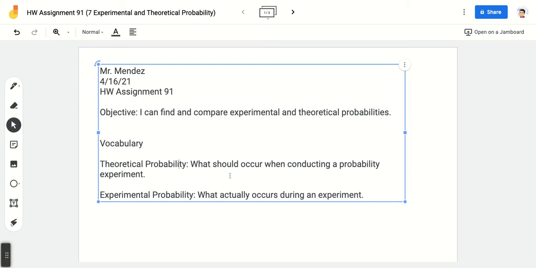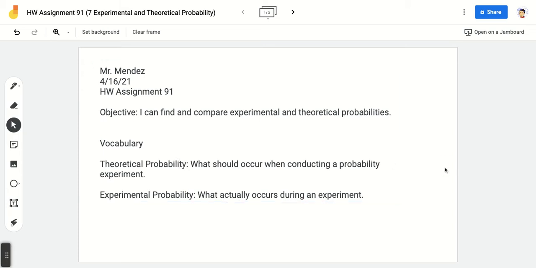Probability. I was missing an L. Theoretical probability is what should occur when conducting a probability experiment. For example, if I flip a coin, there's a 50% chance that I will get heads, 50% chance that I will land on tails. Experimental probability is what actually occurs during an experiment. So if I flip a coin 10 times, theoretically, I'll get 5 heads and 5 tails. But experimentally, that could change.